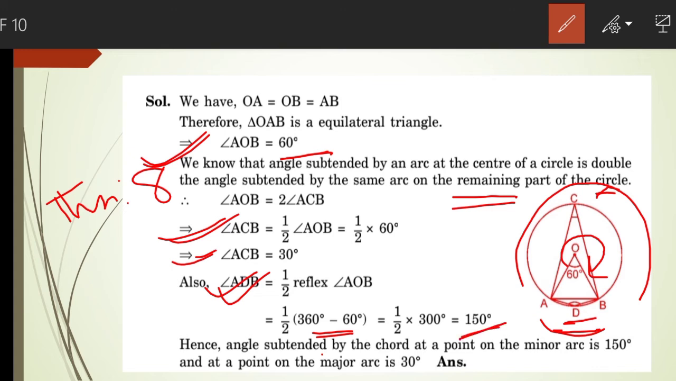So the angle subtended by the chord AB in the minor arc, where we have D, is 150. And in the major arc, where we have C, the angle is 30 degrees.